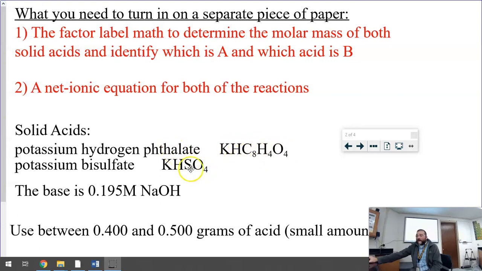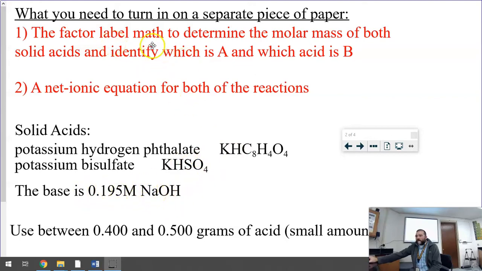Now, we know what the molar mass is off the periodic table, right? We should be able to find that pretty easily. We just add a potassium and a hydrogen and the rest of the stuff. So with that, we can compare it to what we get from the data. When we get a similar molar mass from the data as from the periodic table, that's what it is. Then we figured out our unknown. So we have 2 acids to choose from, A and B. The base I used was 0.195 molar sodium hydroxide.